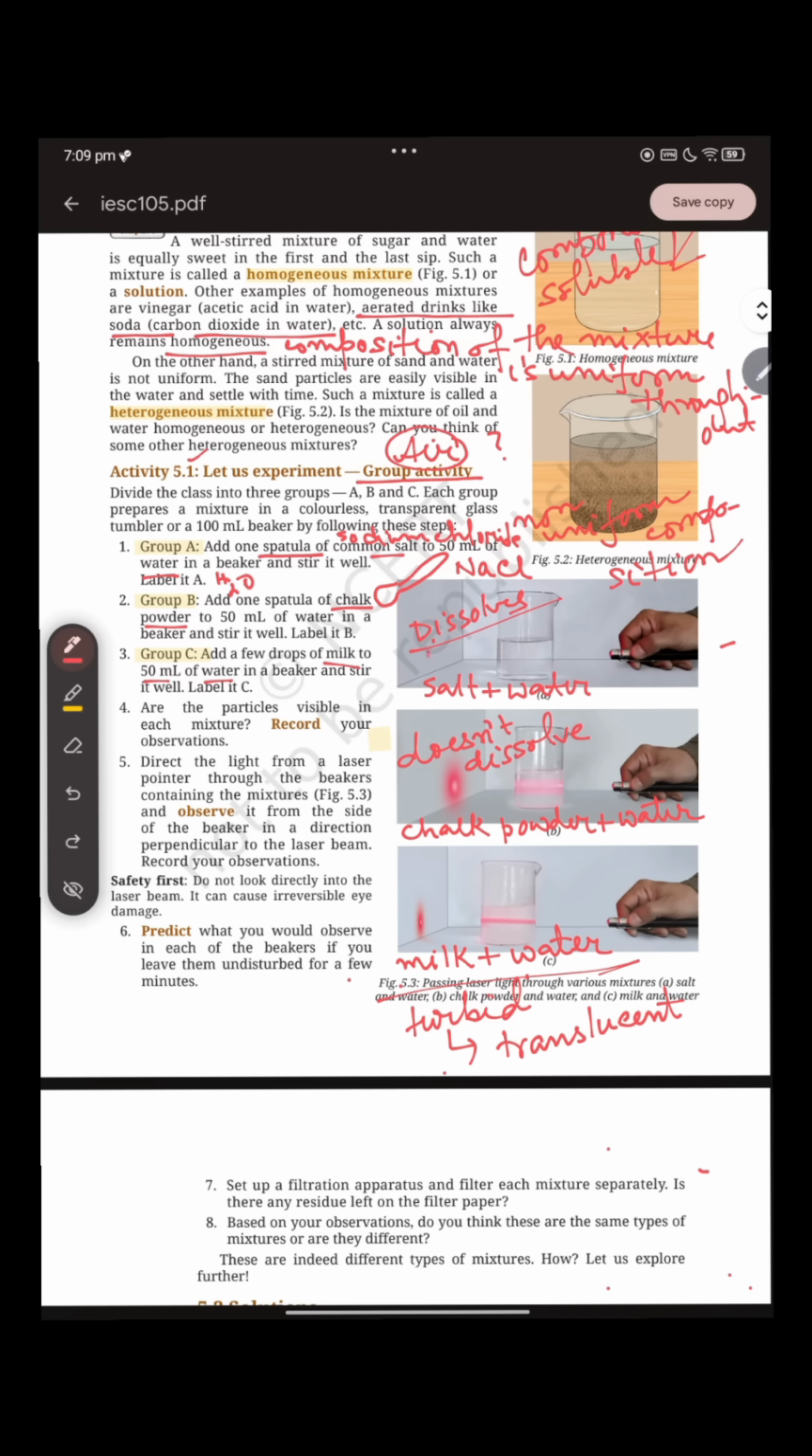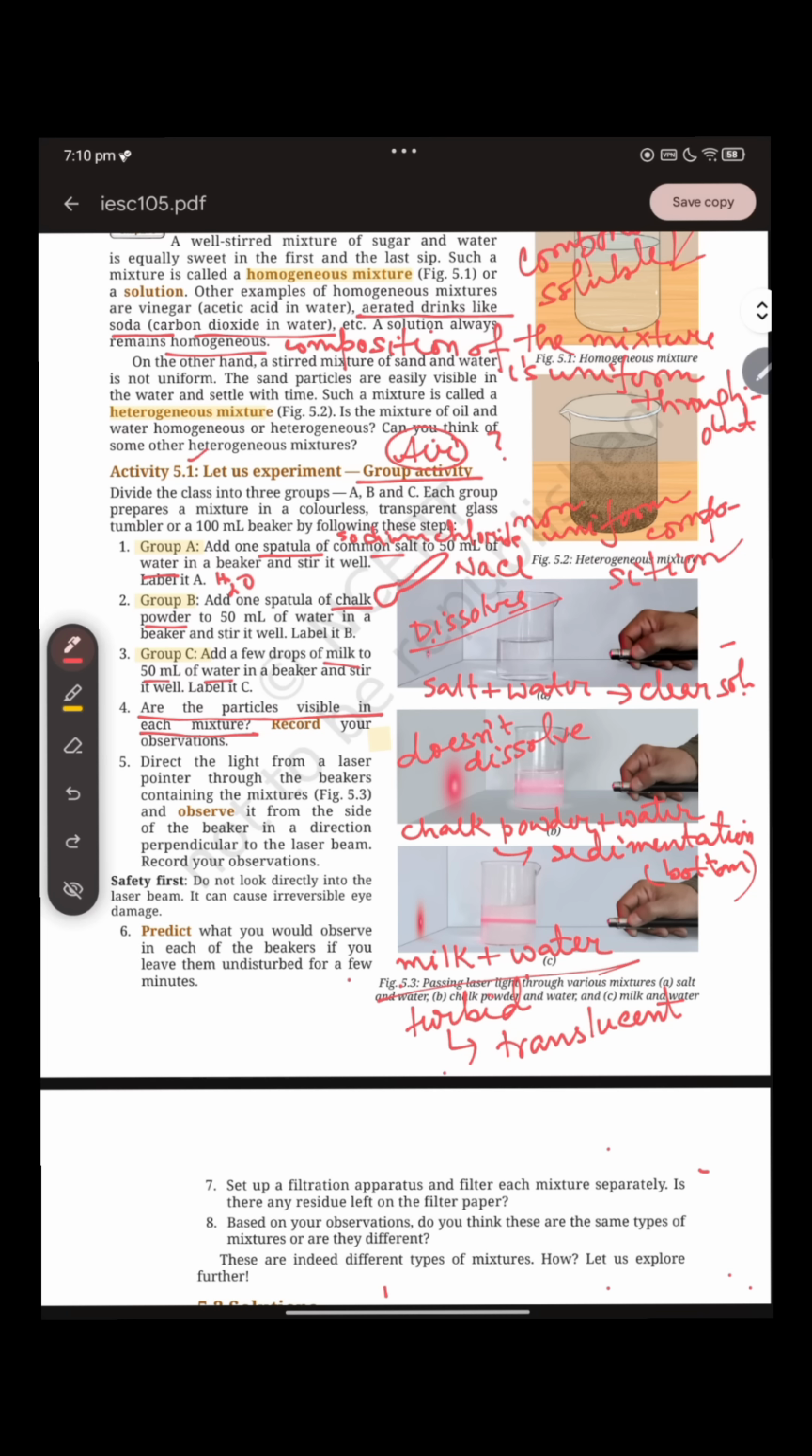So here in salt and water, you get a clear solution. And chalk powder in water, you get a sedimentation of chalk powder at the bottom. And in milk and water, you will see the solution is turning turbid and it appears translucent. So are the particles visible in each mixture? This is the first question, and you have to observe and record.